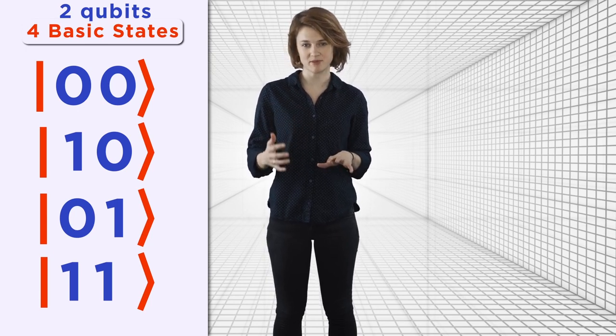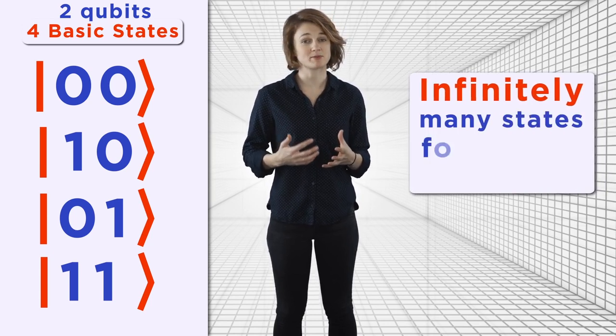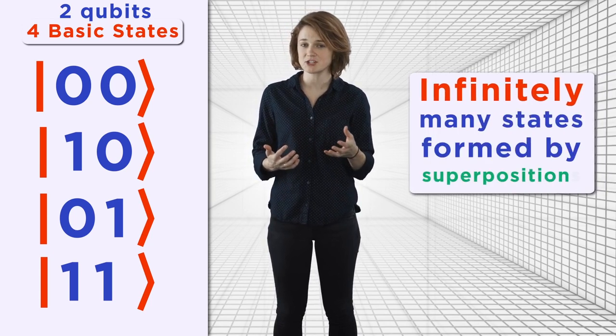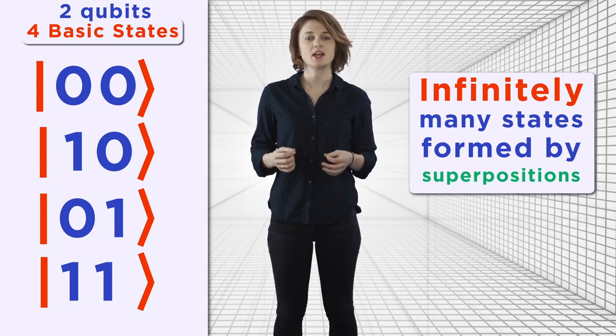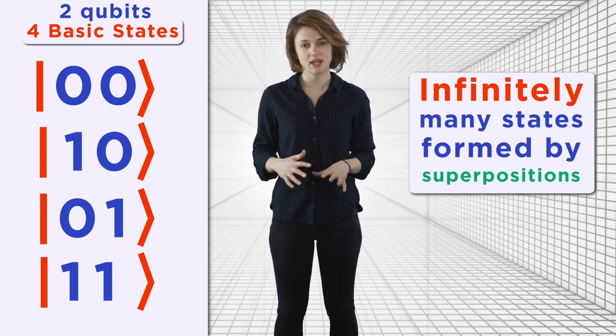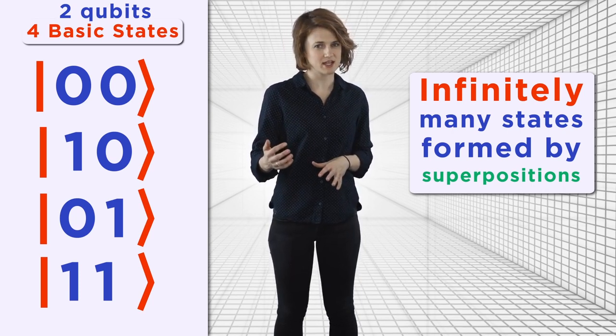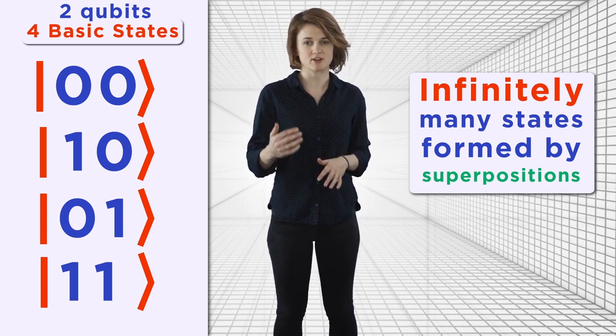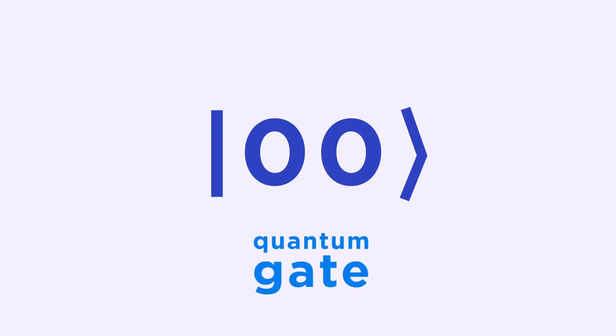There's 4 basic states, 0 0, 1 0, 0 1, and 1 1. These are the states that 2 classical bits can be in. But there are also infinitely many states formed by superpositions or combinations of these basic states. Each operation of a quantum computation is performed by a quantum gate, which, like a classical gate, changes the state the qubits are in. Let's start our quantum computation in state 0 0, and then apply a quantum gate.